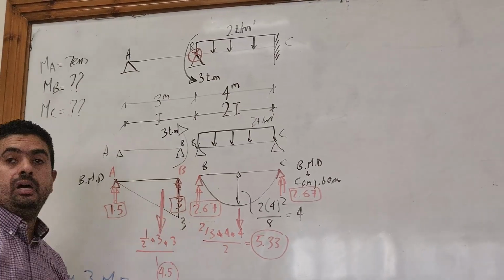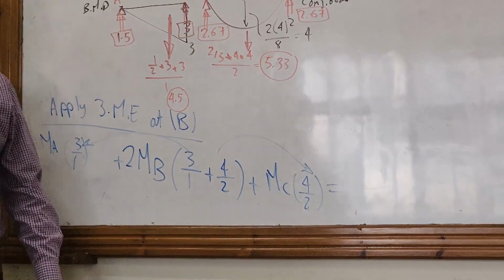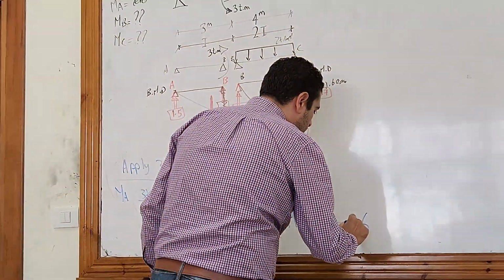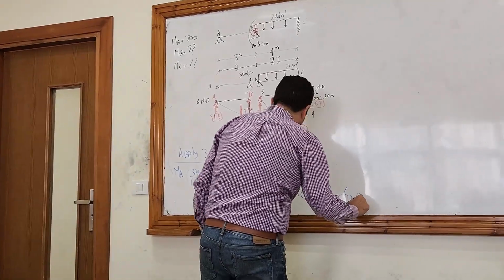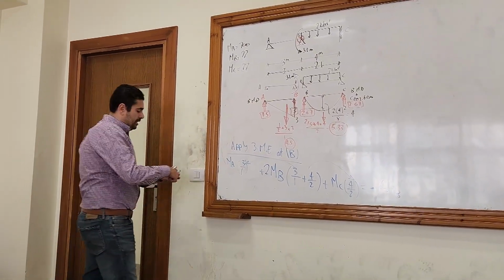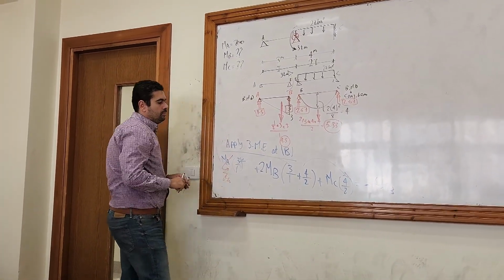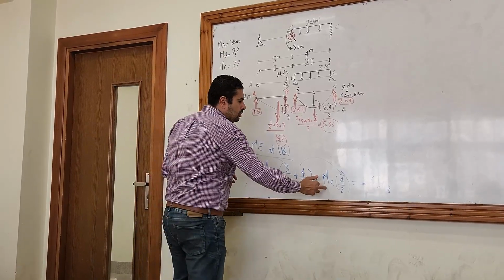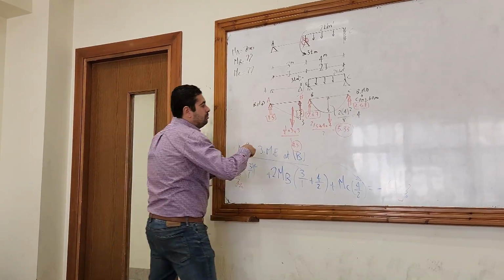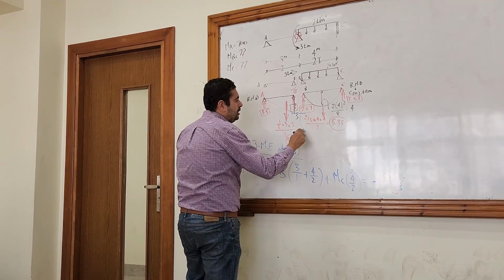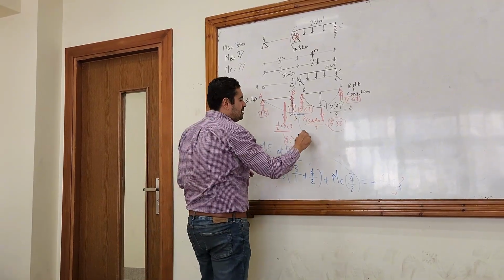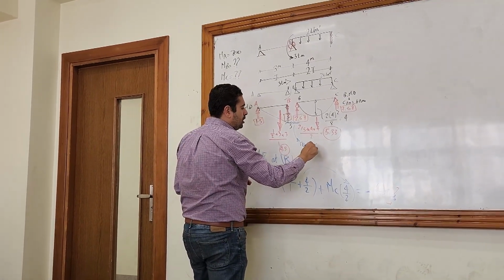This will be the left hand side. The right hand side, -6 multiplied by R. I am at B, so it will be RB. MA here equals 0. MB is unknown, MC is unknown. What about RB? RB is the elastic reaction at B. From the left hand side it was 3. From the right hand side it was 2.67. So RB is 5.67.